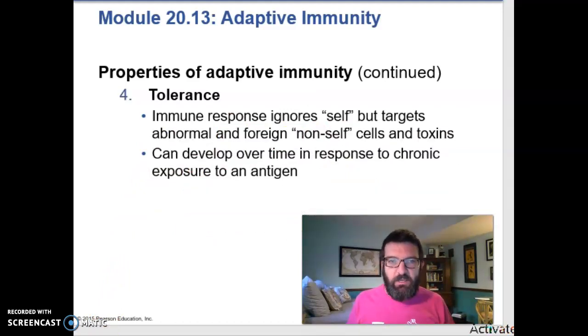And lastly, your adaptive immune system must be tolerant of your own cells, meaning those antigen receptors on the outside of their cells should not bind to antigens that you have on any of your cells, right? They ignore your self cells and only target non-self cells and toxins. When this goes wrong, then that can cause diseases of your immune system.